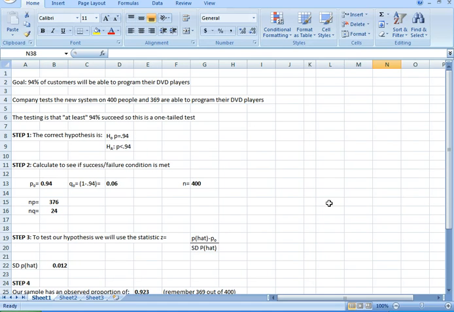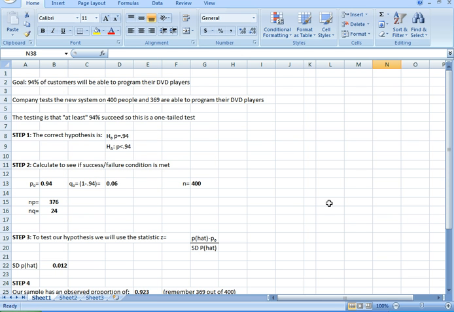This problem is dealing with your Problem 3. The example is a lot like your problem. I'm going to go through it and we'll take a look at it using Excel to do most of the calculation for us. In this problem we're talking about people who have difficulty programming their DVD players.